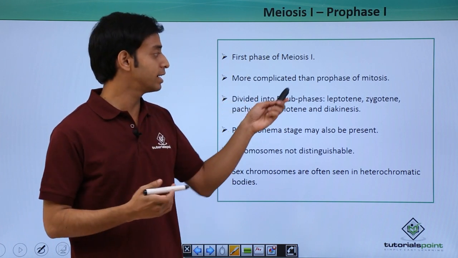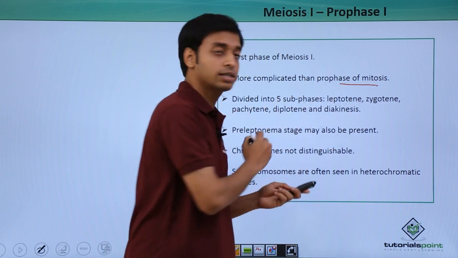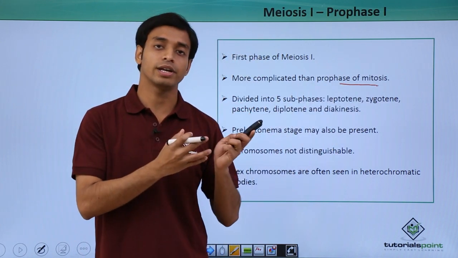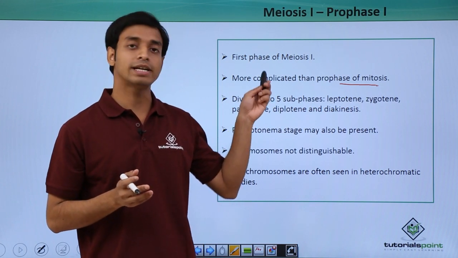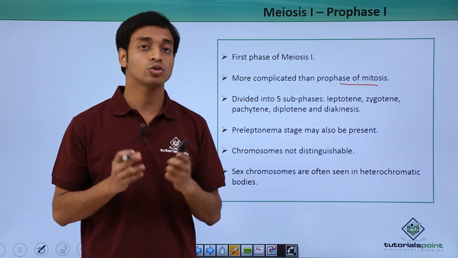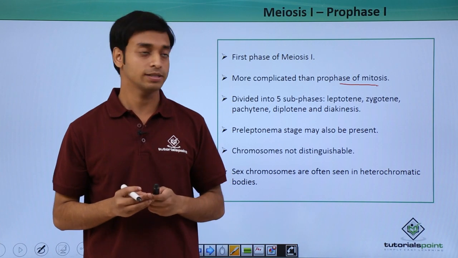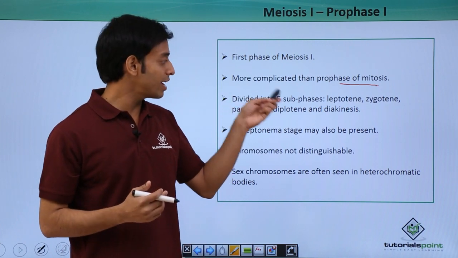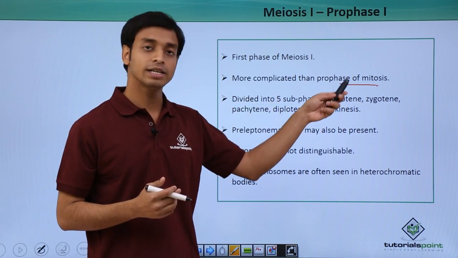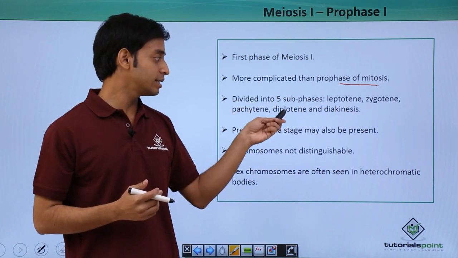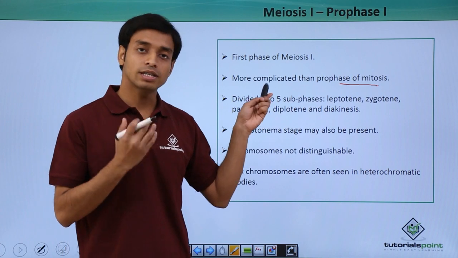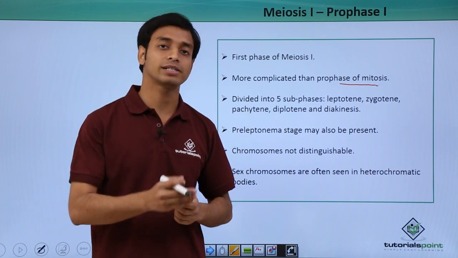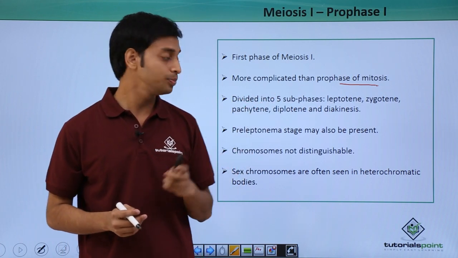This is much more complicated than the prophase of mitosis. So the general processes occurring in the prophase of mitosis are quite different from the prophase that is happening in case of meiosis. So what are the differences? We'll just discuss. This is divided into 5 subphases: leptotene, zygotene, pachytene, diplotene and the diakinesis. So these are the 5 subphases that the prophase I of meiosis I has been divided into.